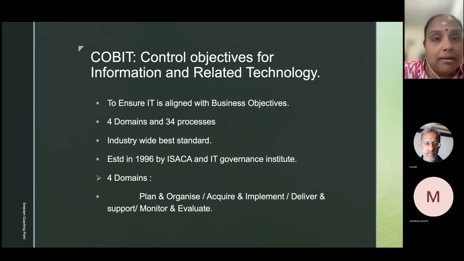Just like your SDLC or anything that you buy, you need to plan, organize. Then how are you going to acquire and implement it? And how are you going to deliver and support, as in like after-sales service? And finally, monitor and evaluate.